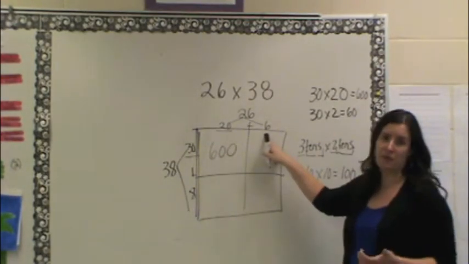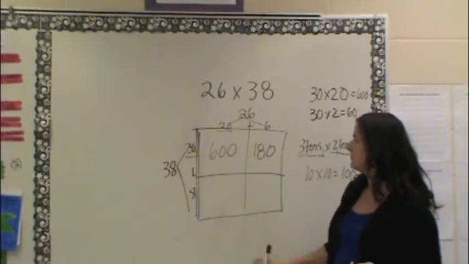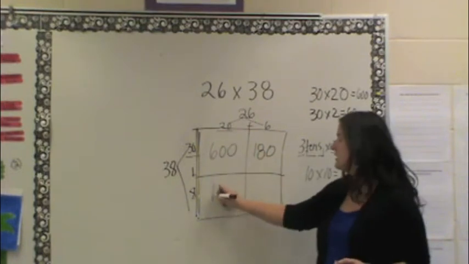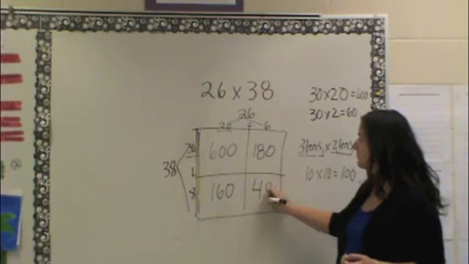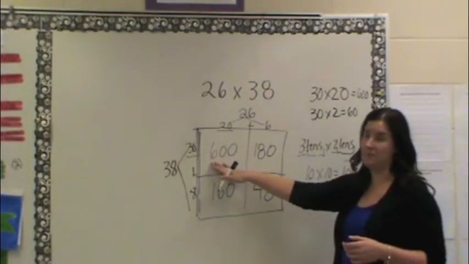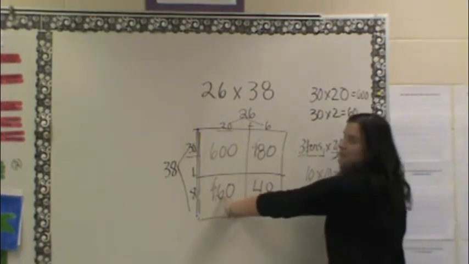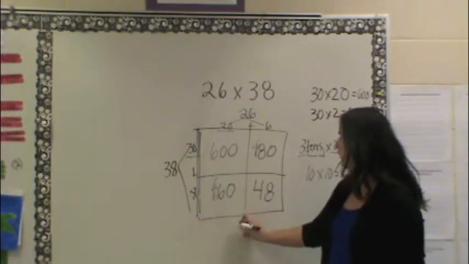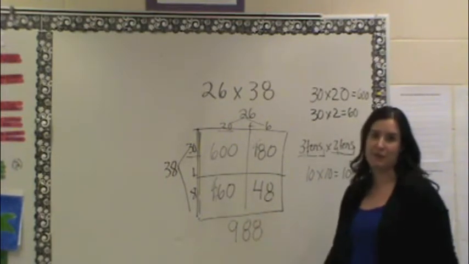30 times 6, well, you already know that 3 tens times 6 is 18 tens. That's 180. 8 times 20, well, 8 times 2 tens is 16 tens. And that is 160, and 8 times 6 is your 48. So now you're led to add these things together. So you have your 600, you have 700, 800, then you can notice that you have 60 and 40. That's your 900 right there, and you have 88 left. So you will have 988 as your final answer.